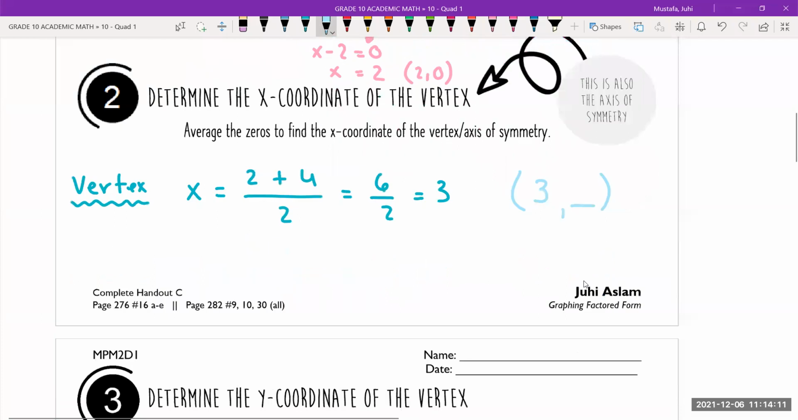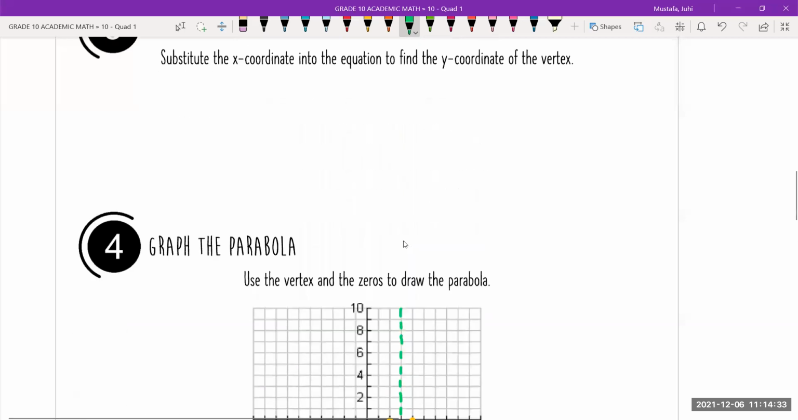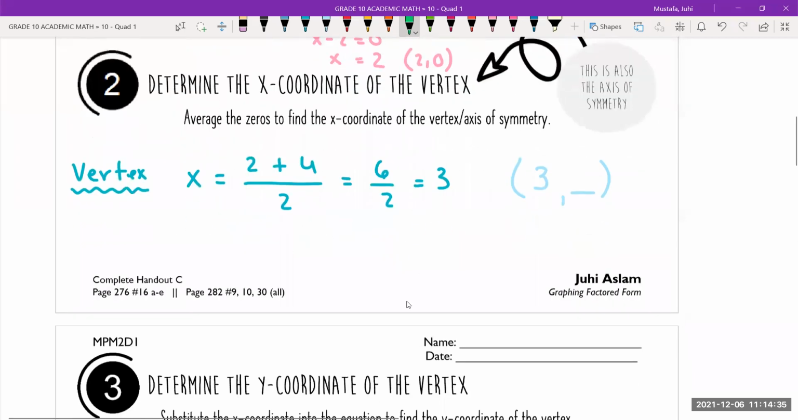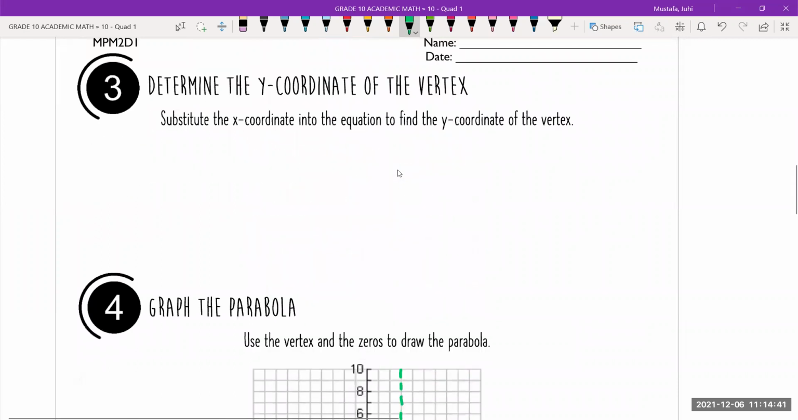Going back to our graph, our vertex is on our axis of symmetry. So we just figured out at 3, we are going to have our axis of symmetry. That's where the parabola is going to split in half, at x is equal to 3. And it also tells me the x value of my vertex. The only thing is now we don't know how far below our vertex is going to go, right? It could be at -4, -6, it could be up here. So we need to keep going.